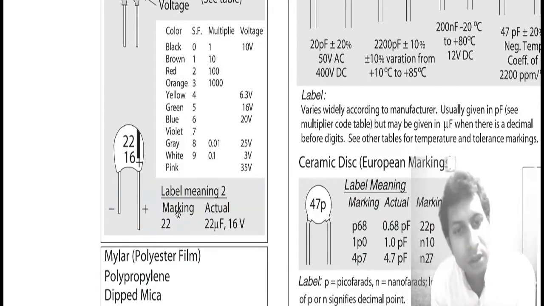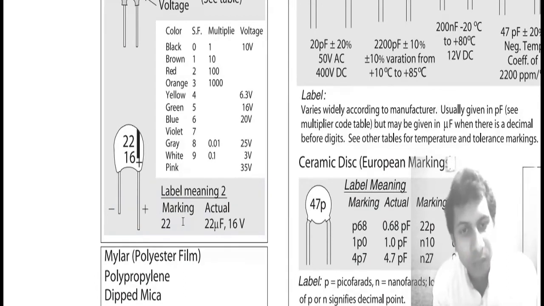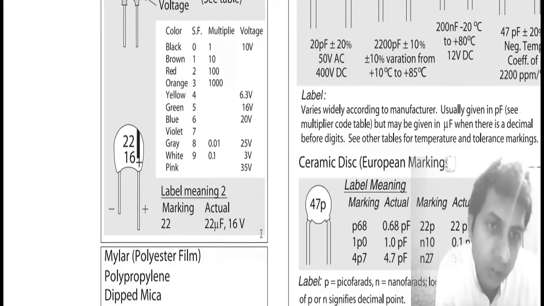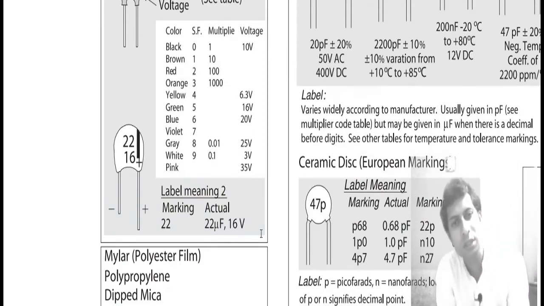So 22 is generally directly in pico or microfarad. That means 22 microfarad is this, and 16 means 16 volt is this. That means up to 16 volt in the circuit, it is working as a capacitance without any damage to its structure.